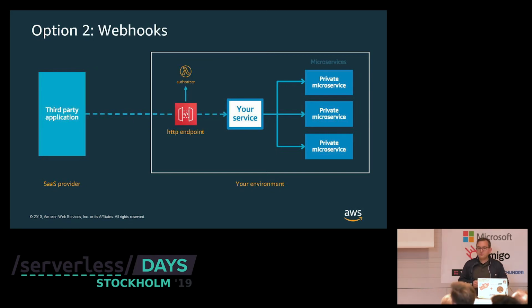Now option 2 is webhooks. And webhooks generally are a much better option. In this model, you provide an HTTP endpoint where a third-party provider can put or get information telling you about what changed. Now for this, you could choose to use a custom authorizer to validate the calls, and your data is much closer to real time.